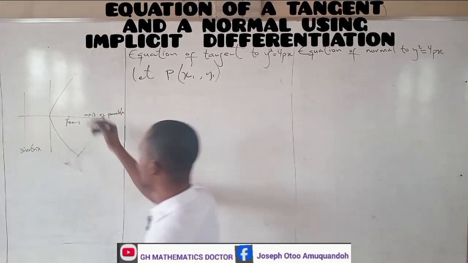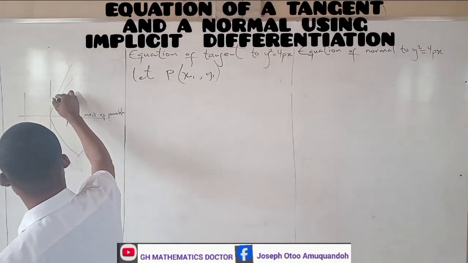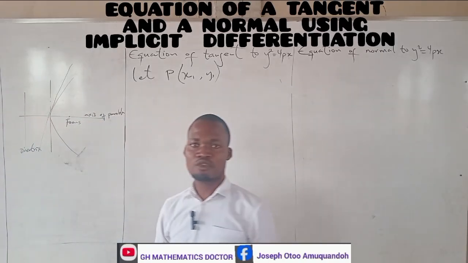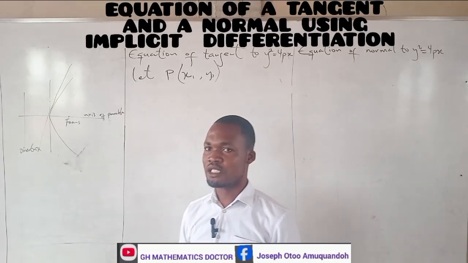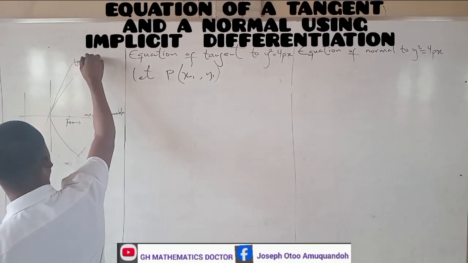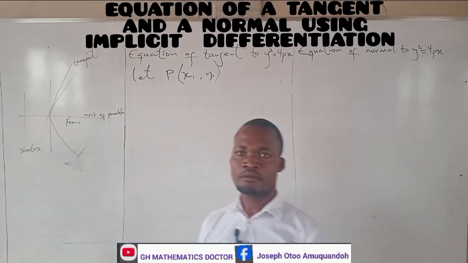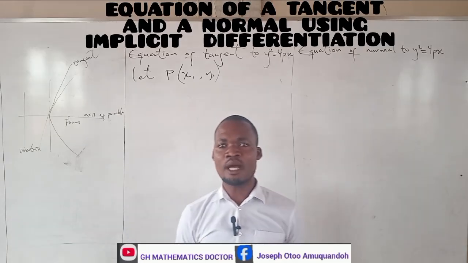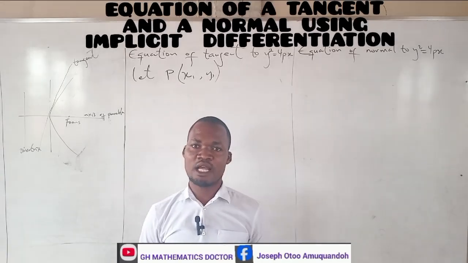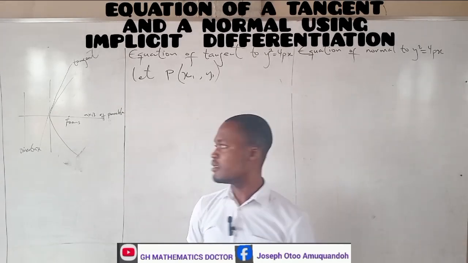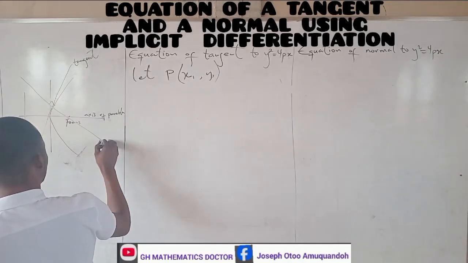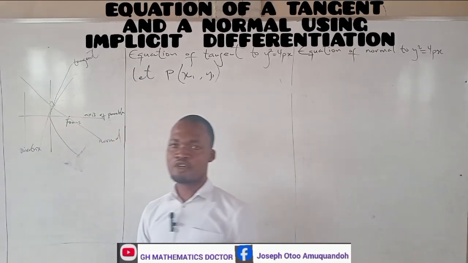So we have a line. This line is drawn and it has touched a point on the parabola, and this line is what we call the tangent line. So what is a normal? A normal is any line that is drawn to pass through the tangent of the parabola and creates an angle of 90 degrees. So we have this, and this is a normal line.